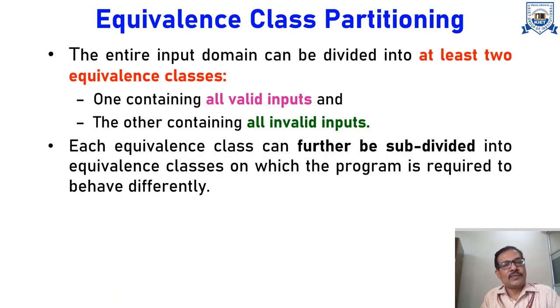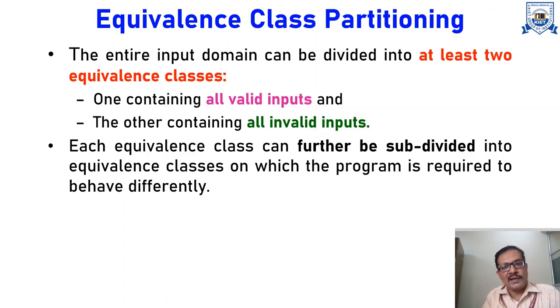Next we will go for the equivalence class partitioning technique. In this technique, the entire input domain can be divided into at least two equivalence classes. One containing all valid inputs and the other containing all invalid inputs, right? And here each equivalence class can further be subdivided into equivalence classes on which the program is required to behave differently. So this is the minimum classification.